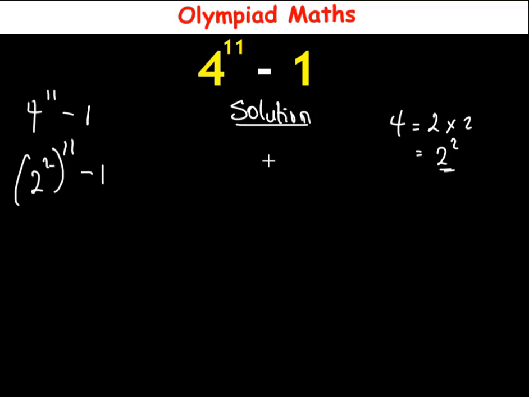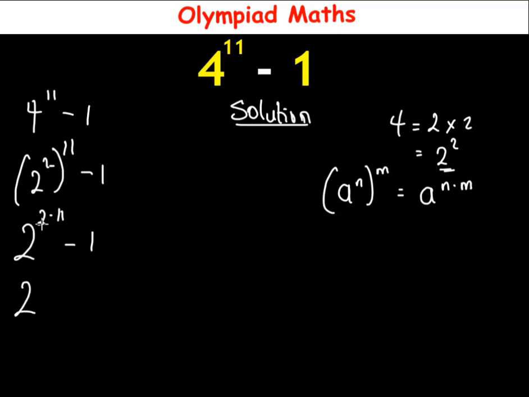With this, we're going to introduce one of the rules of indices: if you have a raised to power n, power of m, this equals a raised to power n times m. That is, the power n multiplies the power m. So right here, you have 2, then power 2 will multiply power 11, so 2 times 11, then minus 1. So from here, 2 raised to power 2 times 11 is 22, then minus 1.